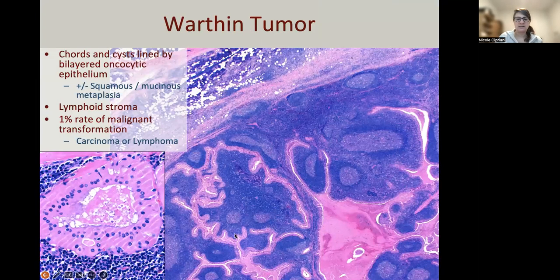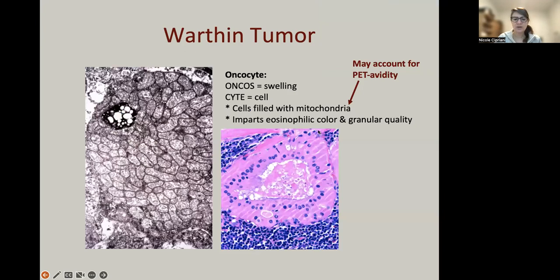But they are these cysts lined by oncocytic epithelial cells with background lymphoid stroma that occasionally are thought to potentially transform, but really, really rarely. We remember talking about oncocytes with thyroid, but just as a reminder, right, these are mitochondria-rich, very pink cells. Perhaps the mitochondria richness may account for the PET avidity because they're uptaking all this glucose for metabolic energy, et cetera, et cetera.